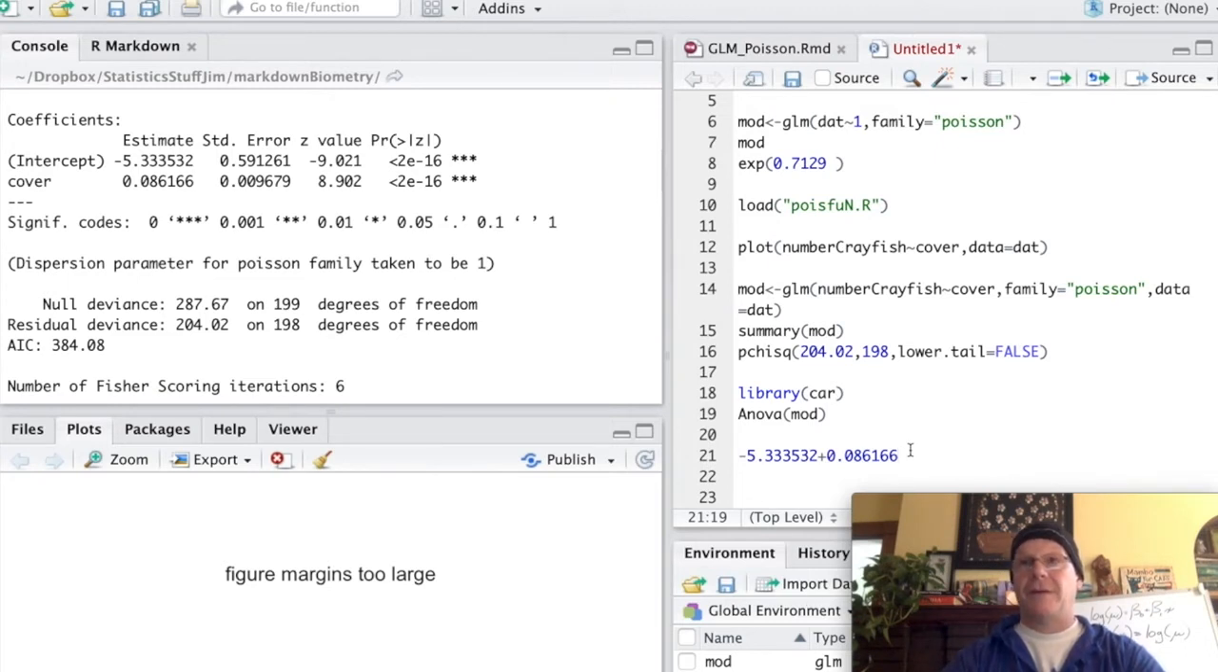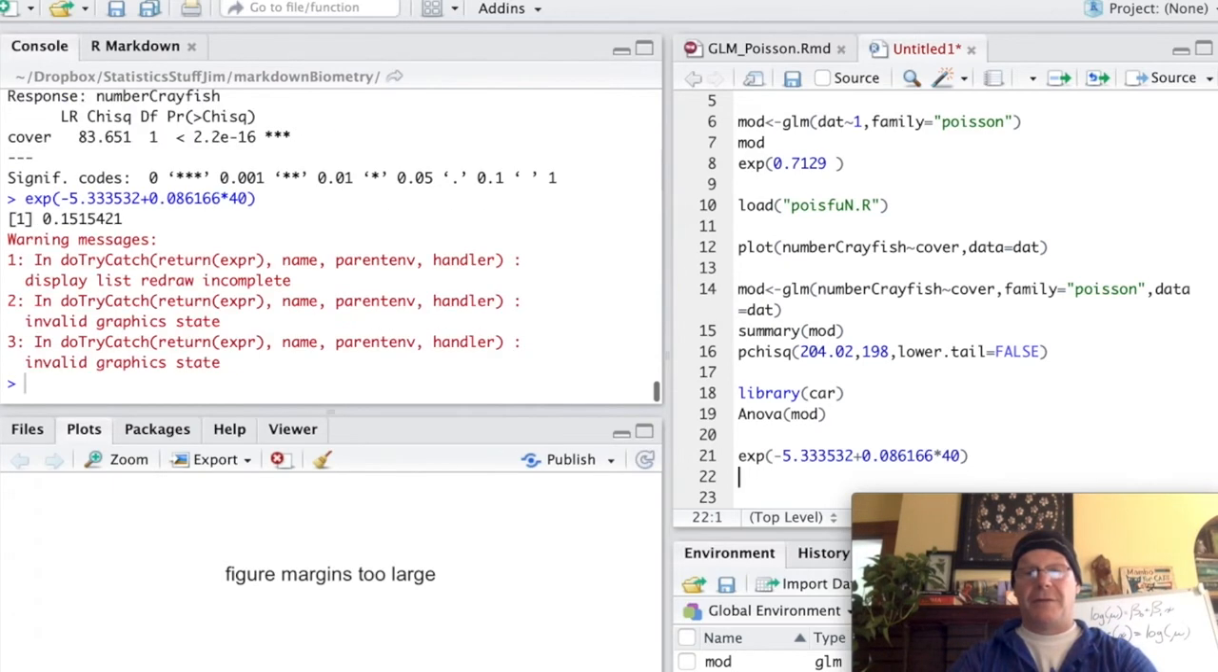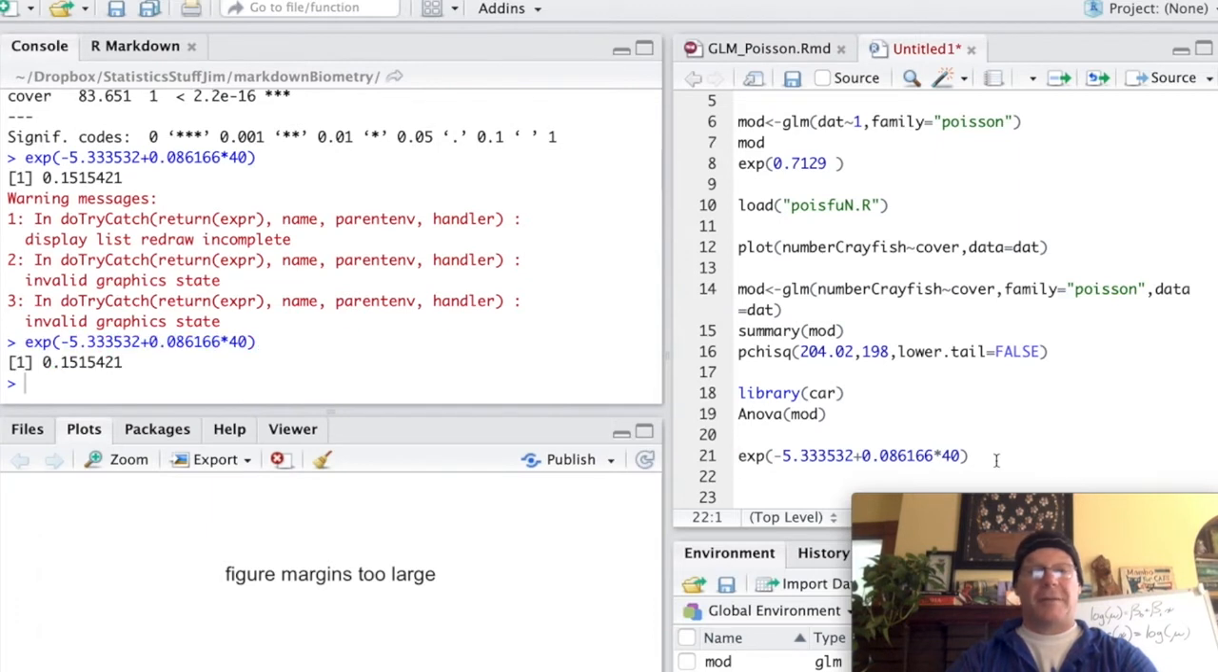So let's say that cover was, let's say, 40. And then reminding ourselves that we are in this log link land, so we're going to need to exponentiate that value. And so we go ahead and we do that, and what do we expect? On average, if cover is 40, we expect to see 0.15 crayfish per quadrat. So not very many. That means that we're expecting a lot of zeros when we only have cover of 40.